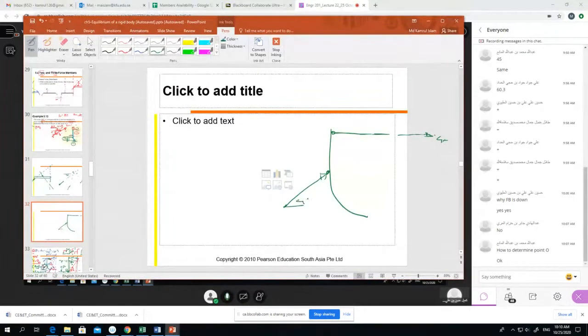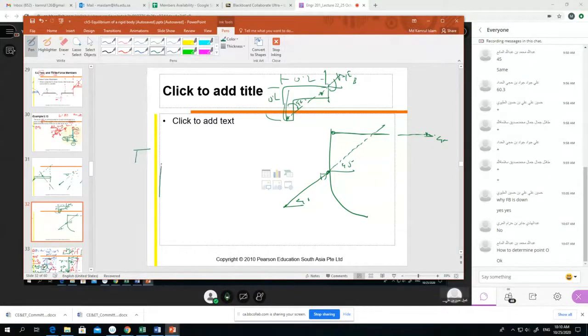The angle is 45 degree. How do we know 45 degree? From here, this is point 2, and this is also point 2. So if we connect these two lines, it is a 45 degree angle. Then we write down FB is 45 degree angle. So this will be extended as a 45 degree angle.